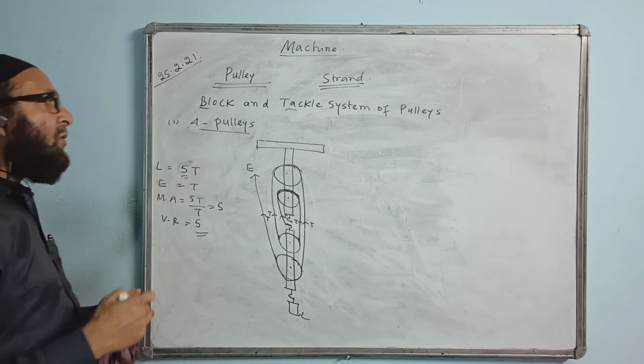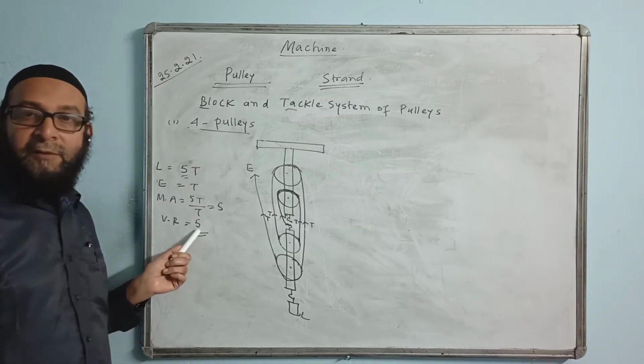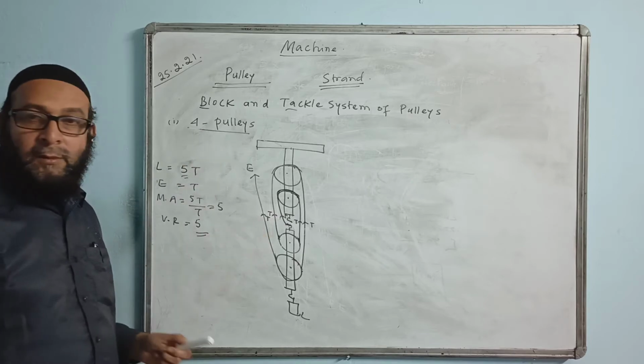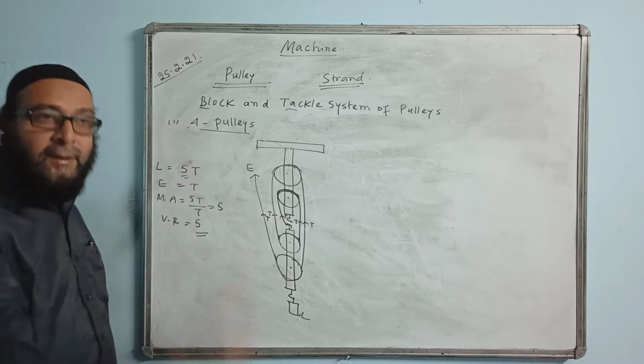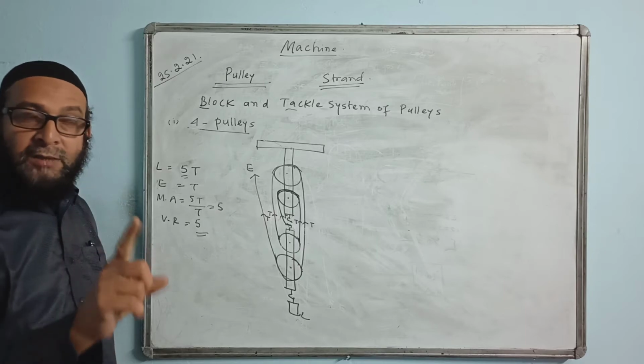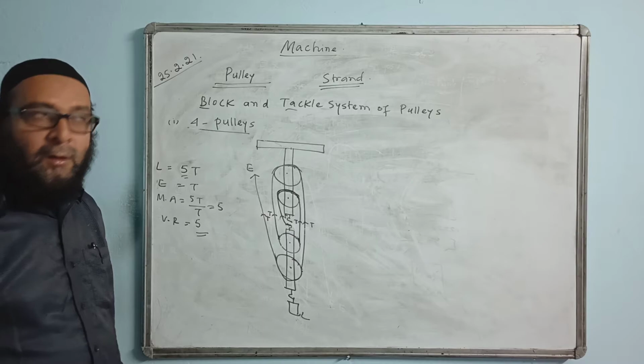If they ask you to draw a block and tackle system of 4 pulleys so that the velocity ratio is 5, then you have to draw this one. Effort must come in the upward direction. Whenever effort comes in the downward direction, then the number of pulleys will be equal to the velocity ratio.